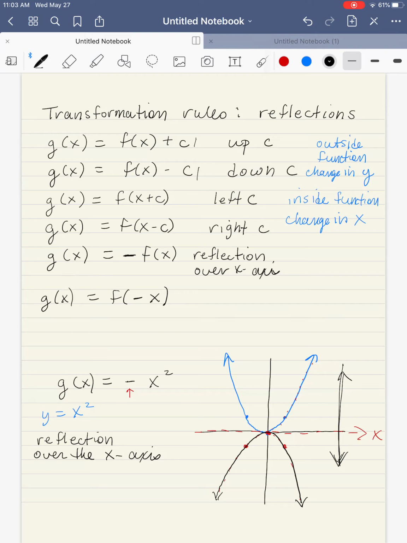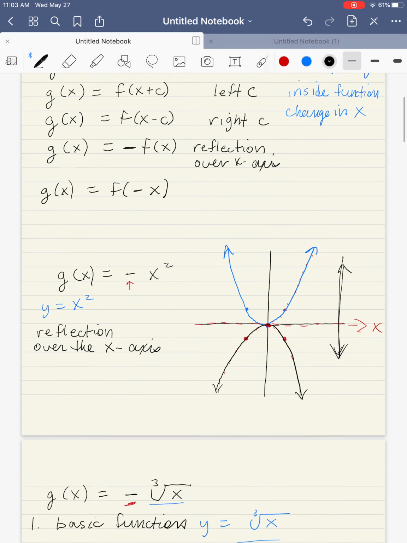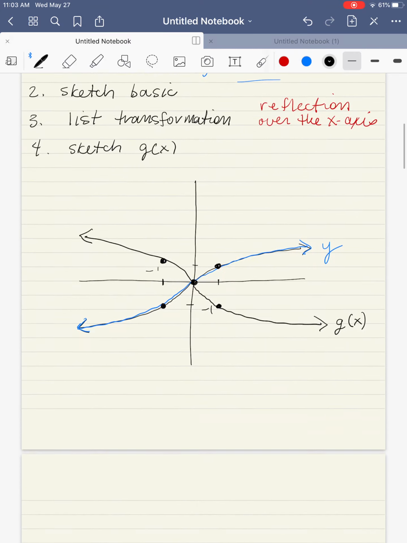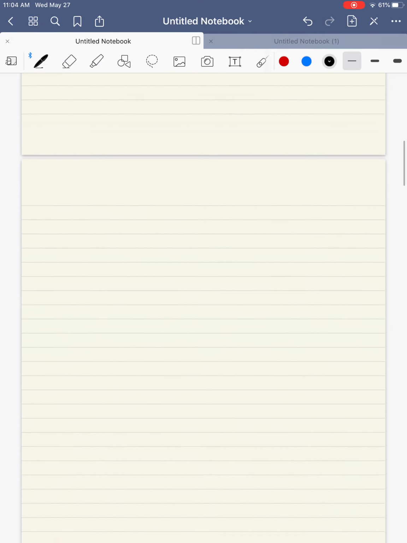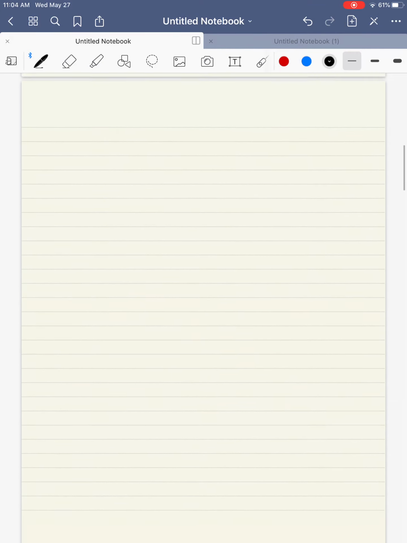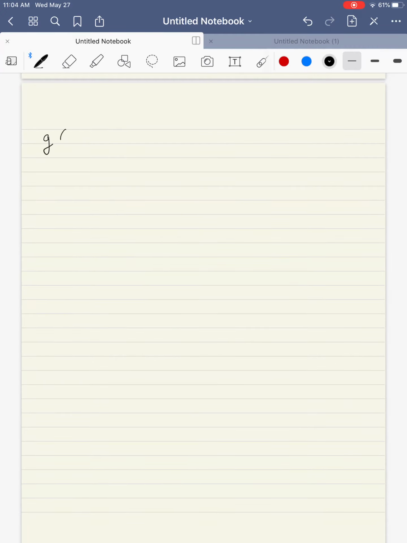And what we're going to see on this one is that the negative is now inside of the function. So let's say we have g of x equals the square root of negative x. And notice that the negative is inside of the square root. So it is being affected by the function.